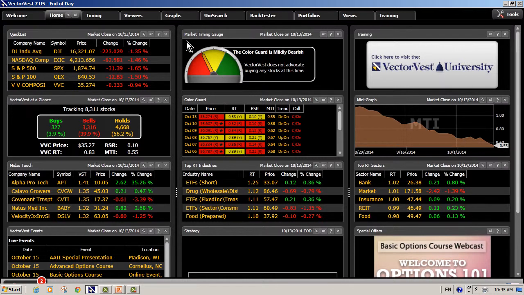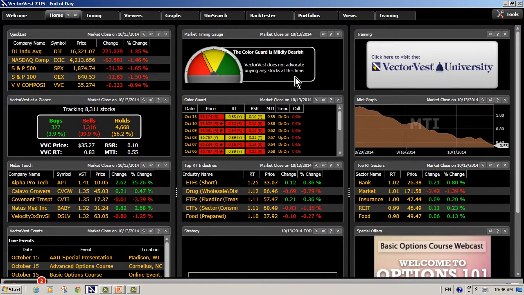So again, we do all the work for you, and we tell you right here what to do every single night. So right here on the Home tab, we've got the market timing gauge and this color guard. Every day, this market timing gauge will tell you whether the market is bullish or bearish and give advice on whether you should be buying or not be buying. And remember, I said I was going to keep things simple and give you just a 5-minute prep to get you ready for the next day. So all you need to do, open up VectorVest to this Home tab. Look at this market timing gauge and read the advice.